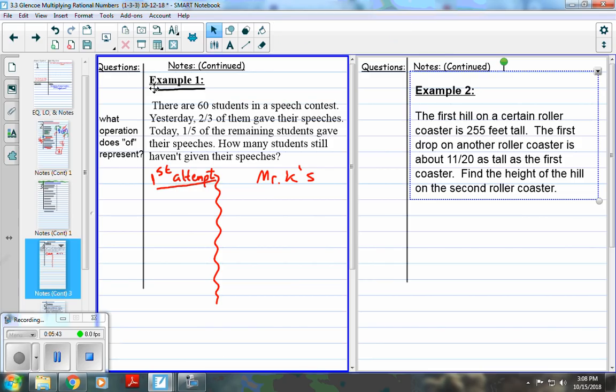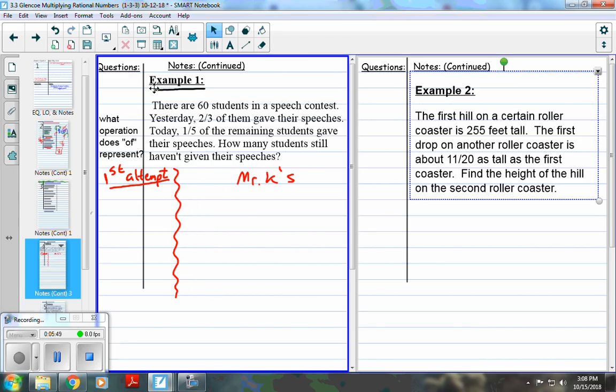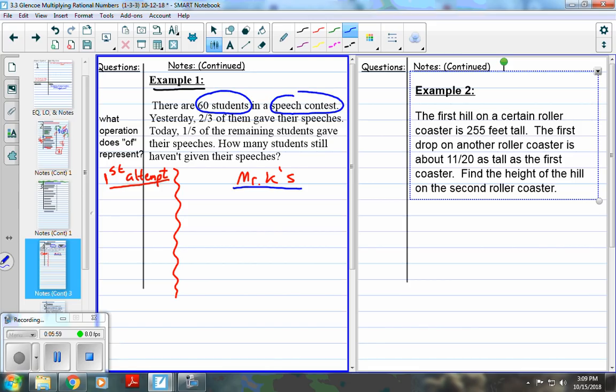Awesome. Welcome back. Hey, so I'm going to slide over your attempt so I have space for Mr. K's. Okay. And here we go. What's the first thing you may have circled? There are 60 students in this speech contest. We're talking about a speech contest. And the word yesterday is likely going to matter.